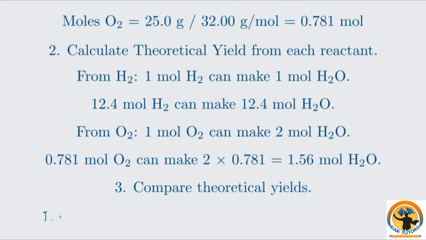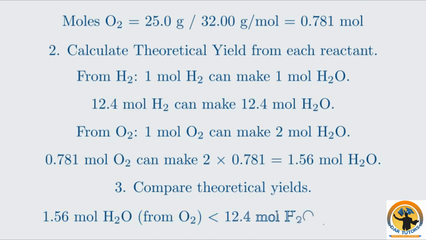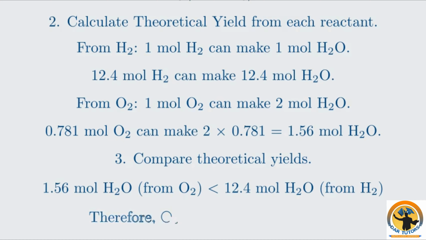Comparing the two, oxygen can only produce 1.56 moles of water, while hydrogen could produce 12.4 moles. The smaller amount is the limiting amount. Therefore, oxygen is the limiting reactant.